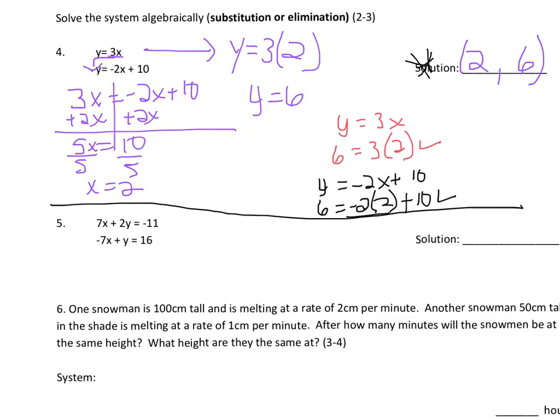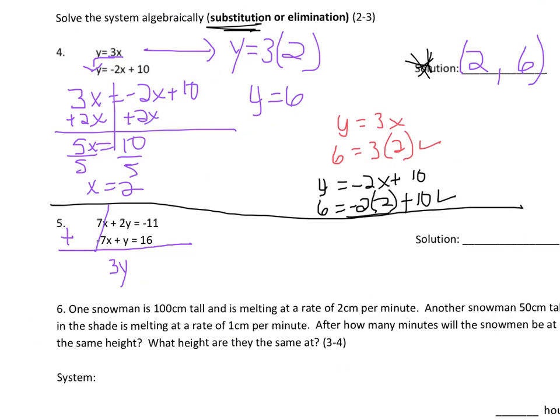For question 5, I would not use substitution because I don't have a variable that is all by itself on a side. But I do have right here 2 coefficients that are opposites. So this is like we were learning the combination or elimination, where we can add the two together. So 7x plus a negative 7x cancels out. 2y plus y equals 3y.